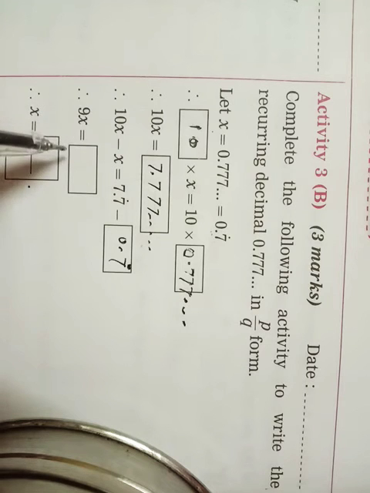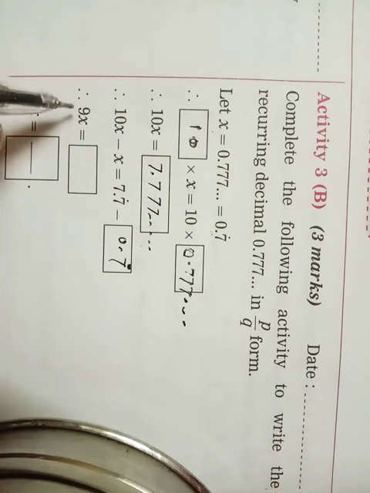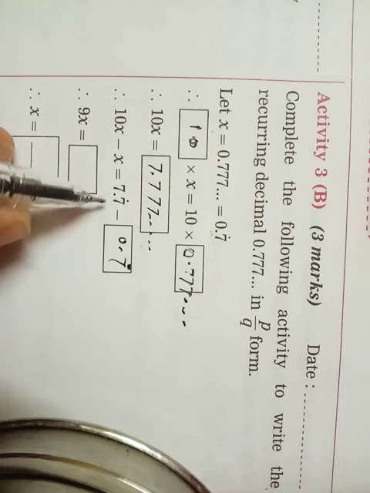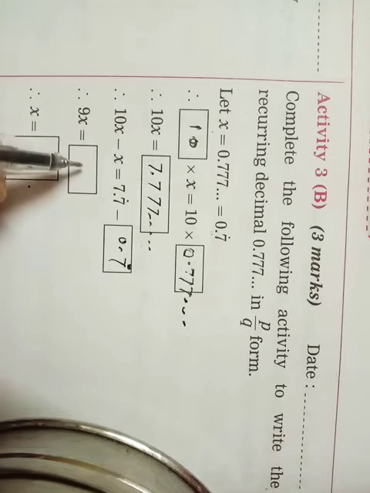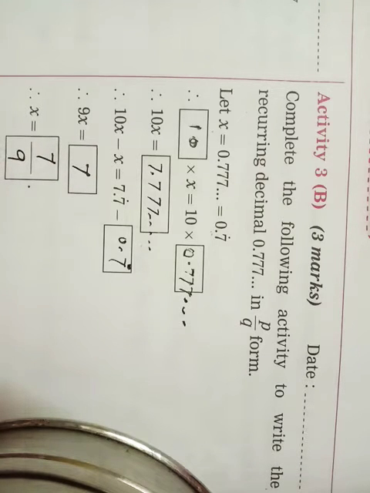Correct? So 10x minus x is 9x. So that will be 7 point recurring 7 minus 0 point recurring 7, which is 7. So x will be 7 upon 9. Correct?